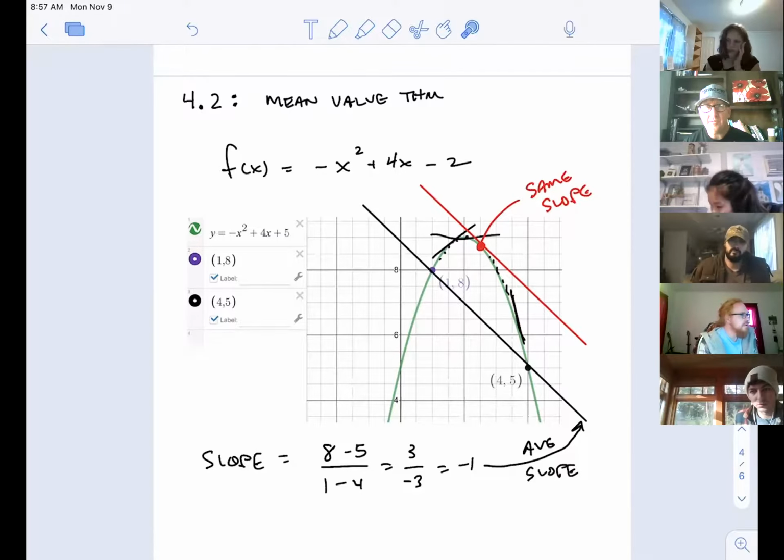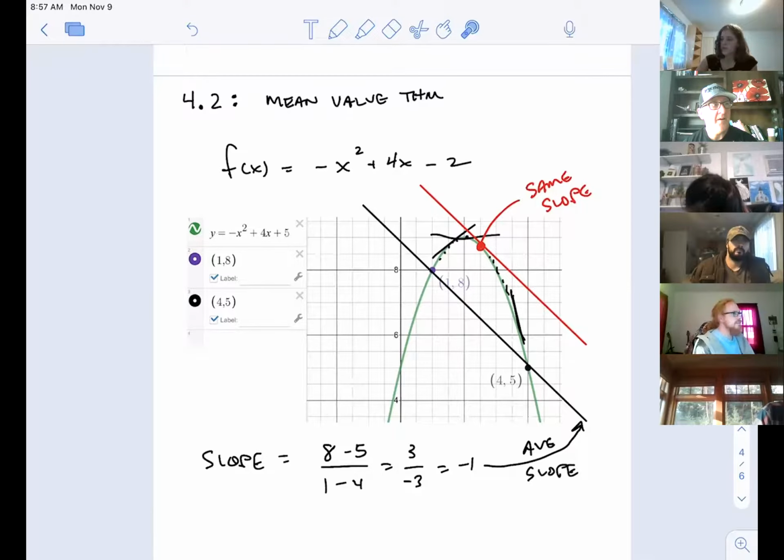Could you find that place? Where is that? You should be able to find that right now. I don't need to teach you anything new. I just want to give you a second to think about it. Wouldn't you just set the derivative equal to -1? Exactly. We know the average rate of change is -1. And so can't you just set the slope equal to -1 and figure out where that point actually is?